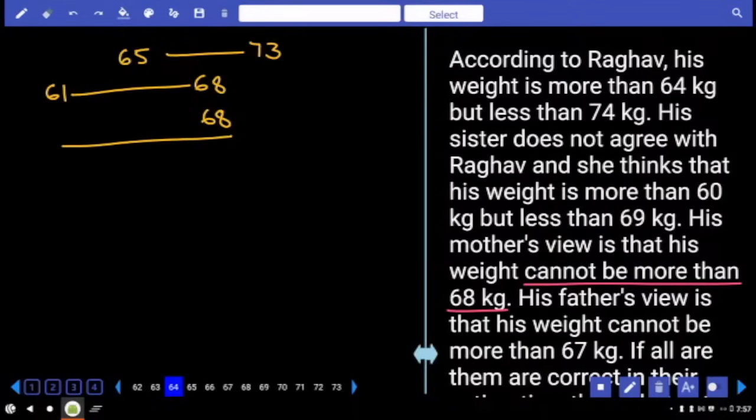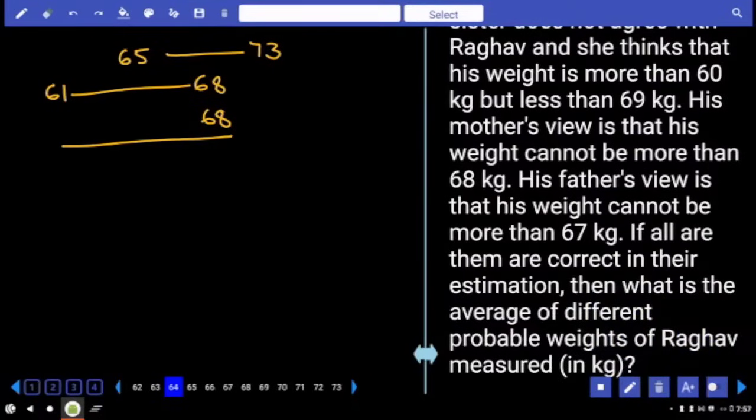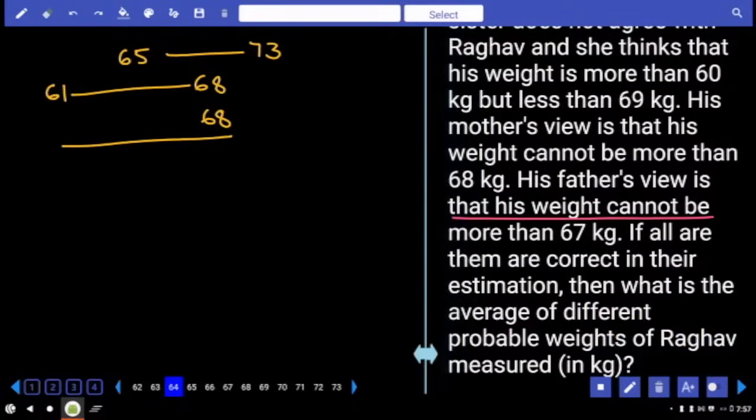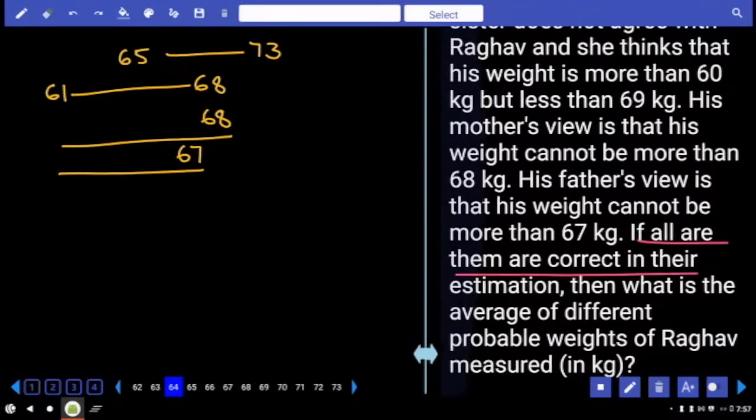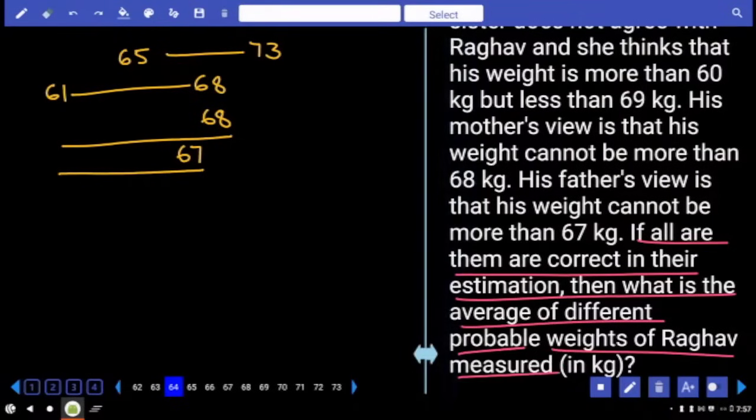You understand? His father's view is that his weight cannot be more than 67. Can it be 67? Yes. And less than that? Yes. According to father's view, his weight can be equal to 67 and less than that. Got it? If all of them are correct in their estimation, then what is the average of different probable weights of Raghav?